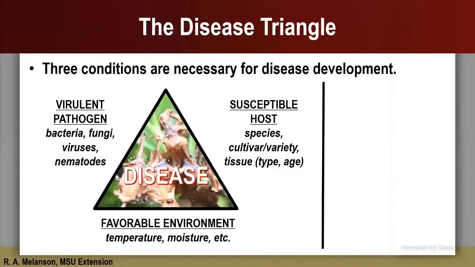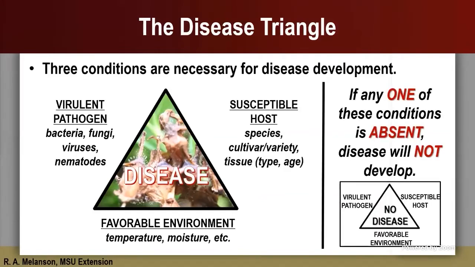Like I said, it's important to know what you're dealing with. When we're thinking about disease, you need to be thinking preventatively. There are three conditions that are necessary for disease development. You have to have the virulent pathogen, you have to have a susceptible host, and you have to have the favorable environmental conditions for that pathogen in order for a disease to develop.